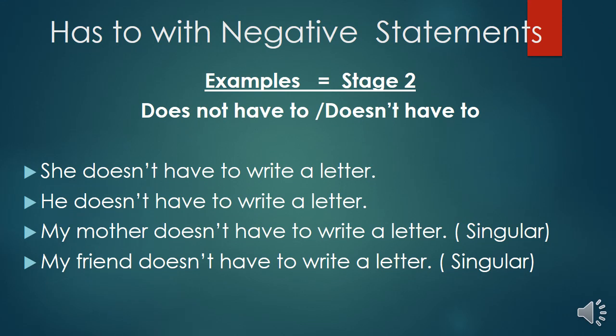Has to with negative statements. Example, stage 2. Does not have to, or you can use the short form doesn't have to. She doesn't have to write a letter. He doesn't have to write a letter. My mother doesn't have to write a letter. My friend doesn't have to write a letter.